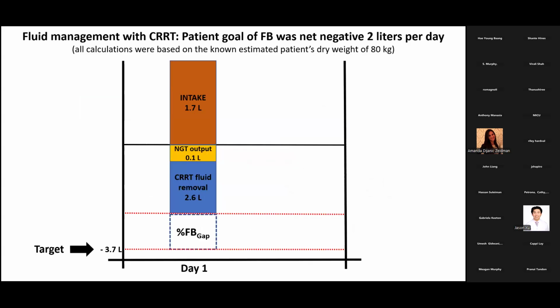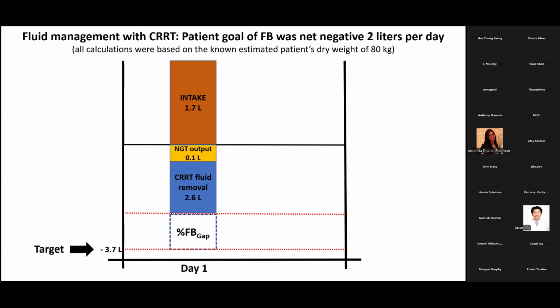Okay, so in the next part of the talk, I'm gonna describe what parameters are important to follow if we have that patient already initiated on CRRT and we have clinically determined that the patient needs fluid removal. Let's say in this particular patient, we have a target of net negative 2 liters in the next 24 hours.